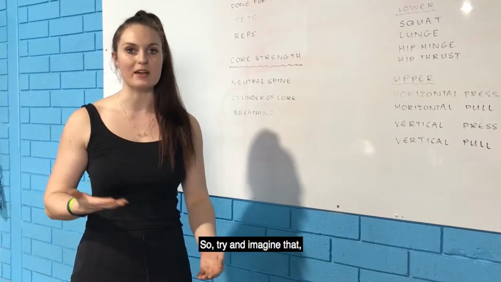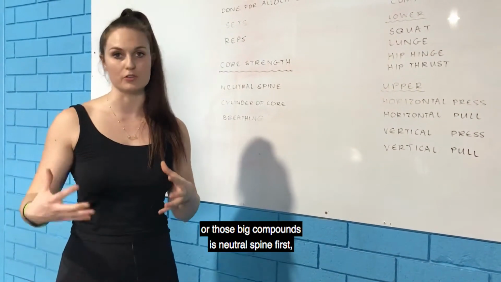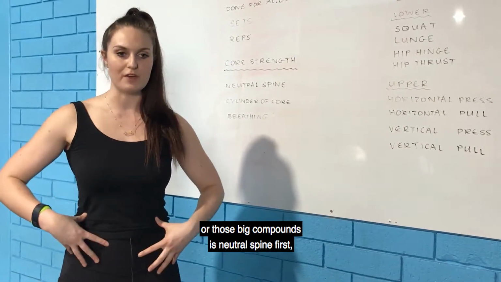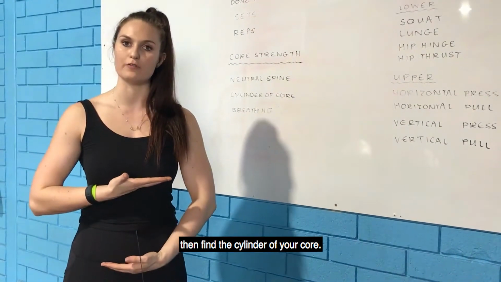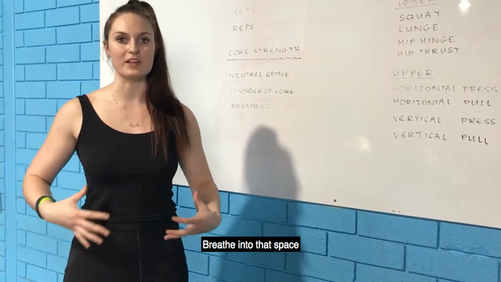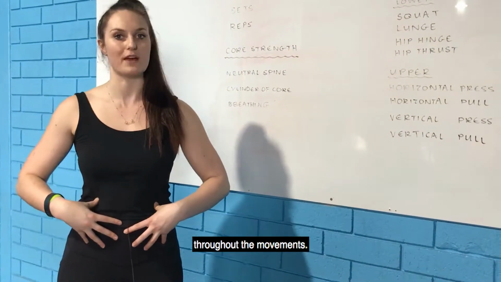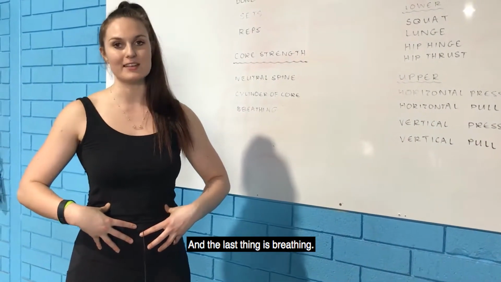So try and imagine that either when you're doing core exercises or those big compounds, is neutral spine first, then find the cylinder of your core. Breathe into that space and you should feel that you're able to engage your core throughout the movements. And the last thing is breathing.